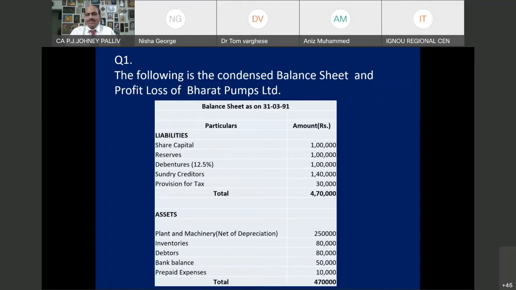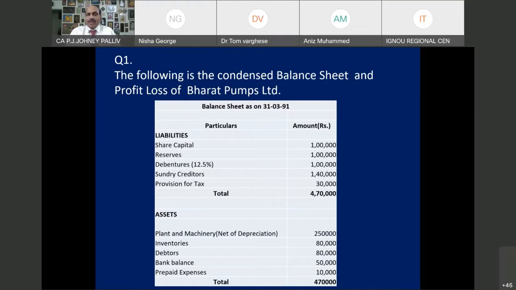When you analyze the liability side of the balance sheet, share capital is long-term funds. Reserves and surplus are owned funds or long-term funds. Debentures are long-term borrowings. Therefore, long-term funds consist of share capital, reserves and surplus, and debentures.